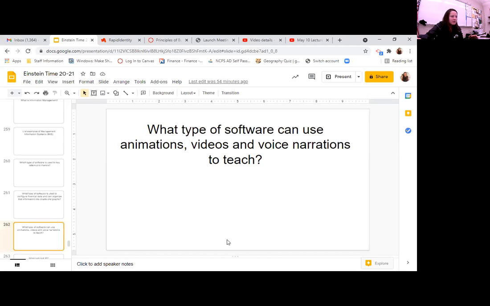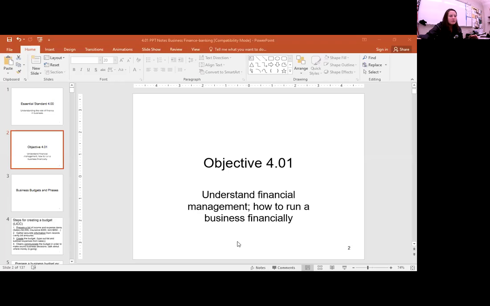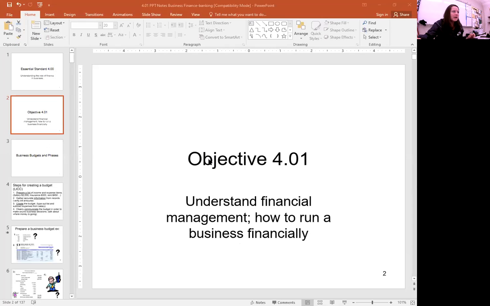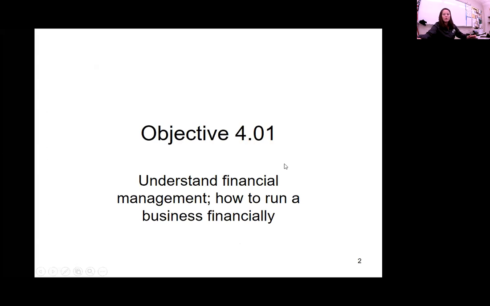And that's what we reviewed for today. So let's go ahead and start our new objective, which is 4.01, understanding how to financially run a business. Remember, we're skipping around getting you ready for your final exam. So this is 4.01, how to financially prepare you to run your business.